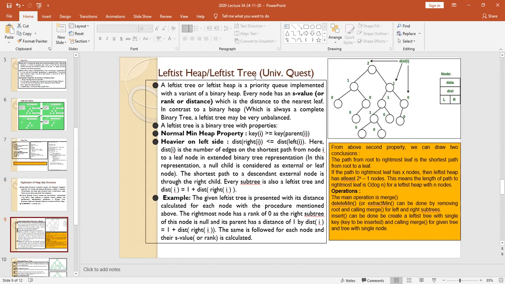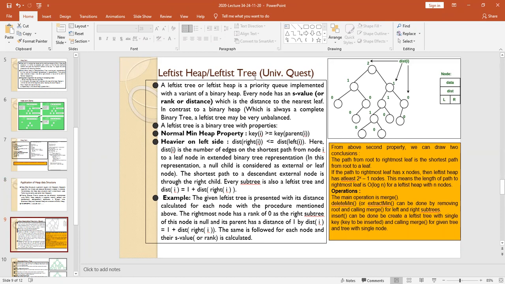We call it a binary tree when it has two children. If a node contains two children, it is called a binary tree. When the left child is lesser than the root and the right child is greater than the root, we call it a binary search tree. At that time we call it a binary heap.